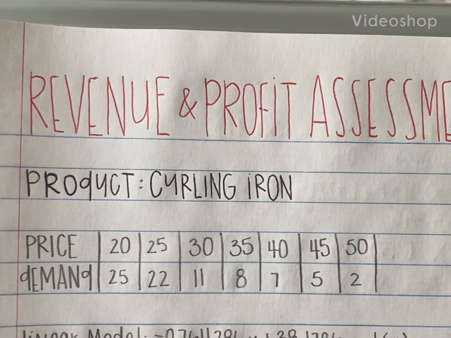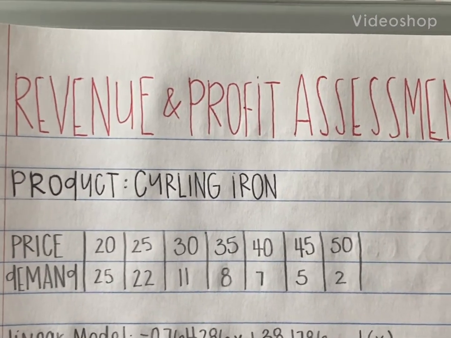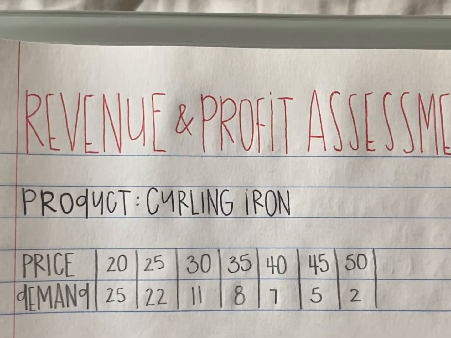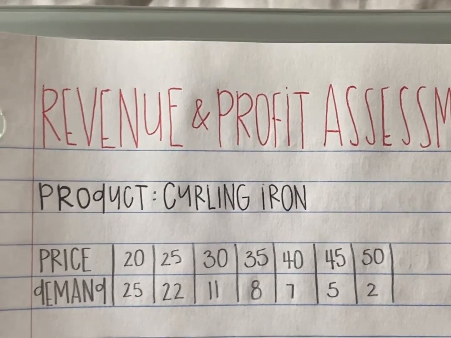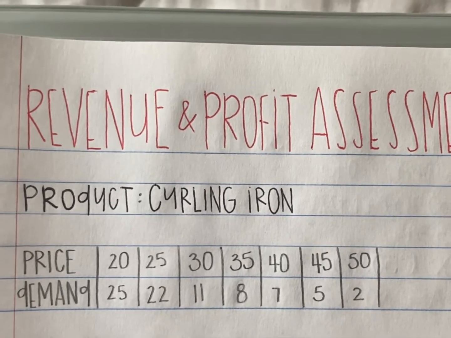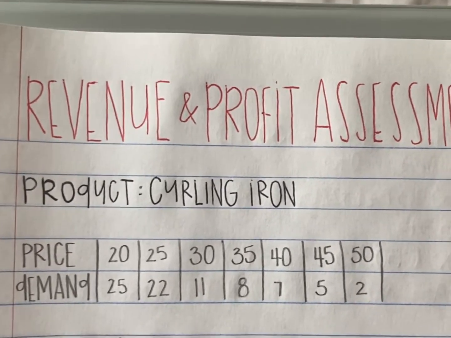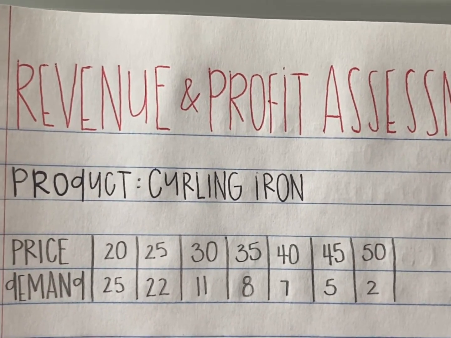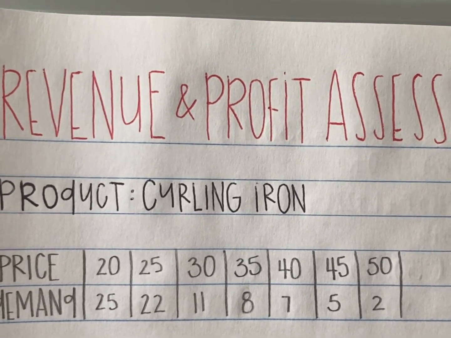So the product I chose was a curling iron, and the prices I chose for my table were $20, $25, $30, $35, $40, $45, and $50 because I have seen curling irons range between these numbers. And then I surveyed 80 people to find out what they would pay for the curling iron.